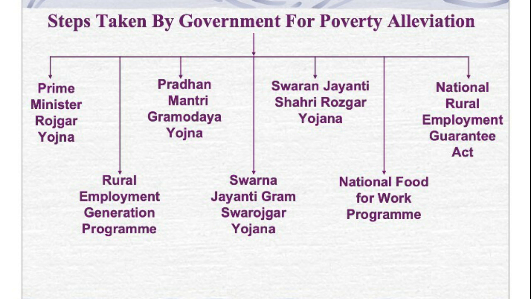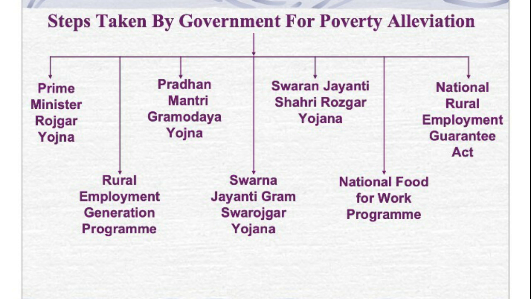Next is Pradhan Mantri Gramodaya Yojana. It aims at improving the standard of living of rural people by developing important areas such as health, primary education, drinking water, housing, etc. Then there is Swarn Jayanti Gram Sarojgar Yojana. Under this program, a large number of small enterprises are established in rural areas. Next is Swarn Jayanti Shahari Rozgar Yojana. The objective of this program is to provide self-employment or wage employment to the urban unemployed or underemployed people.